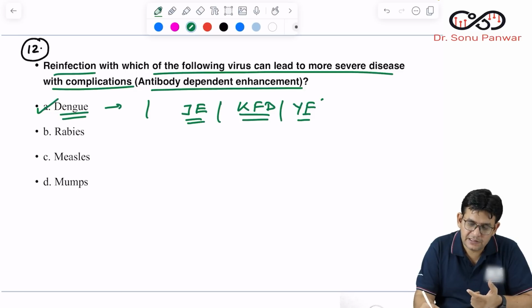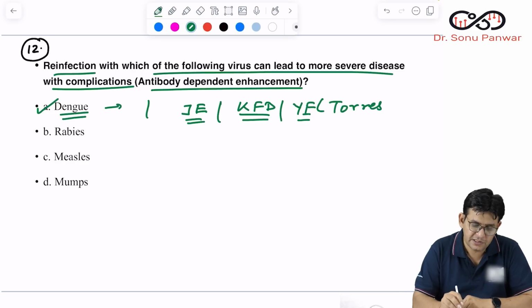And which bodies are seen in this? Torres bodies, which are intranuclear inclusion bodies in yellow fever. So that also is important.